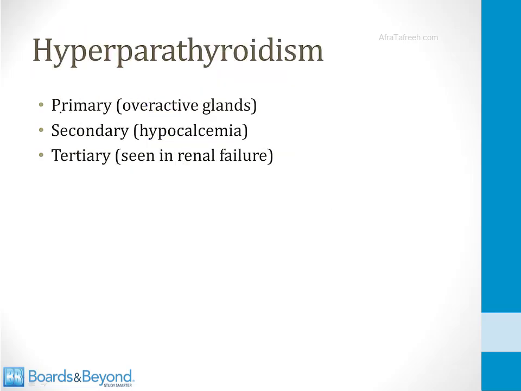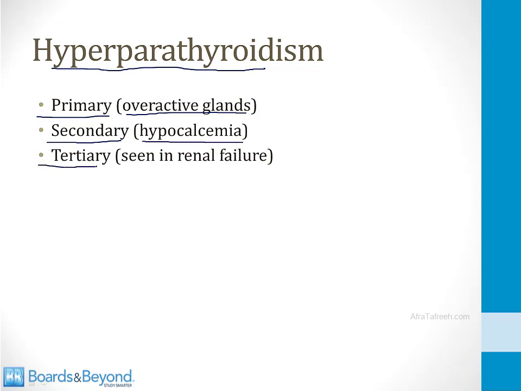For the remainder of this module, I'm going to talk about disorders of the parathyroid glands, and we'll begin by talking about hyperparathyroidism, which is when the gland is overactive. And there are three forms of hyperparathyroidism. Primary hyperparathyroidism is when the gland itself is simply overactive. Secondary hyperparathyroidism is when the parathyroids are overactive due to persistent hypocalcemia. And then finally, tertiary is an unusual type of hyperparathyroidism seen in renal failure.